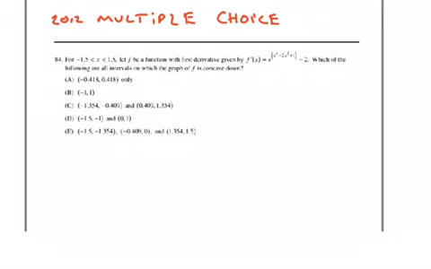Okay, let's take a look at number 84 from the 2012 multiple choice. For x values between negative 1.5 and 1.5, let f be a function with first derivative given by as such. Which of the following are all intervals in which the graph of f is concave down? So, what do you need to realize?